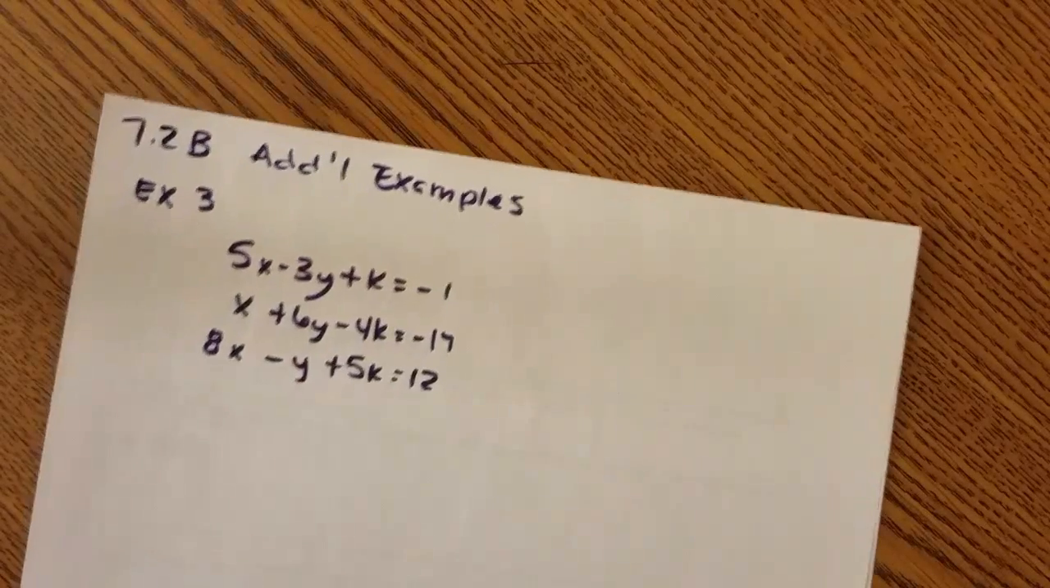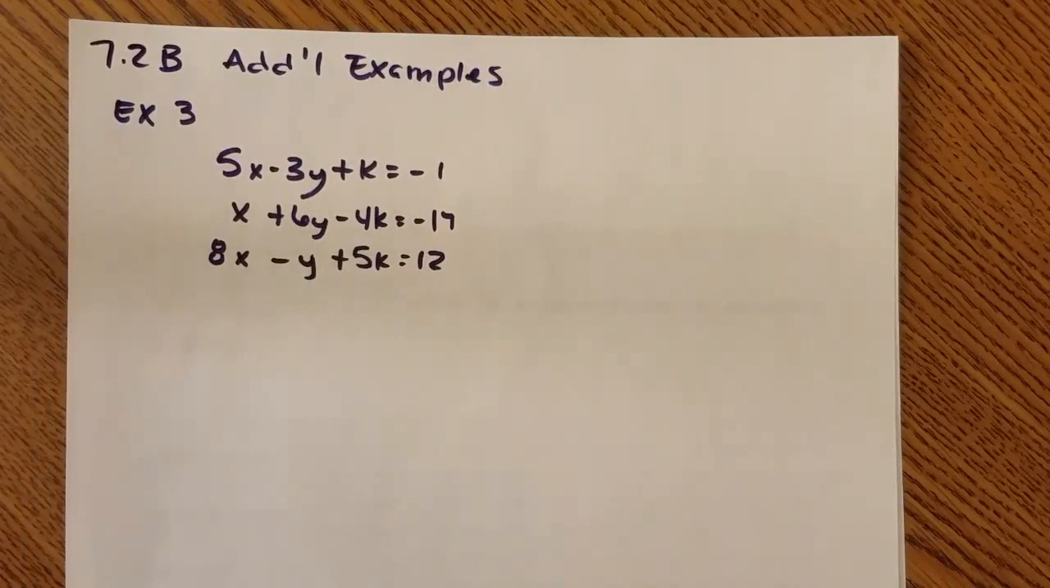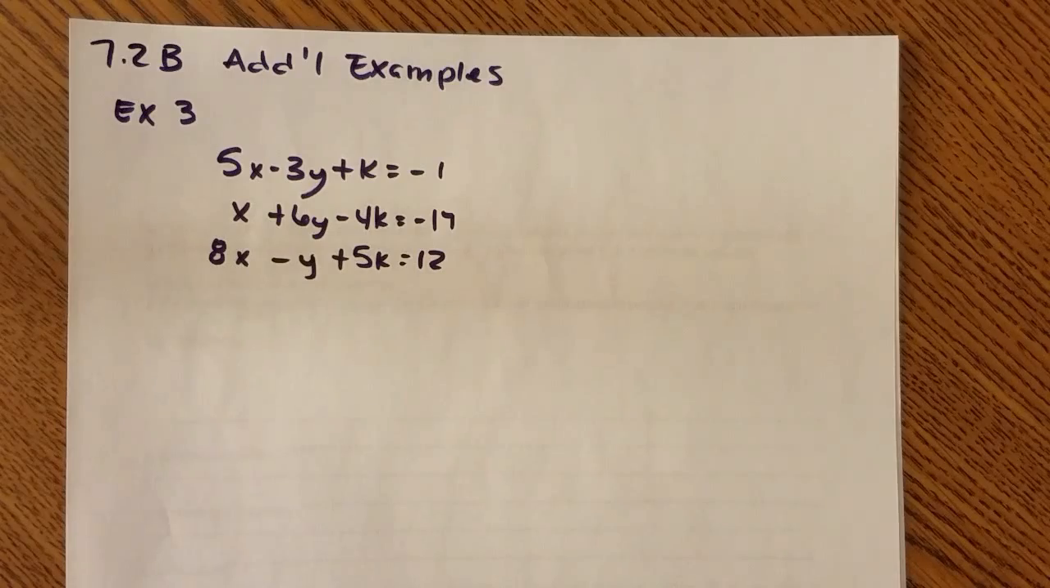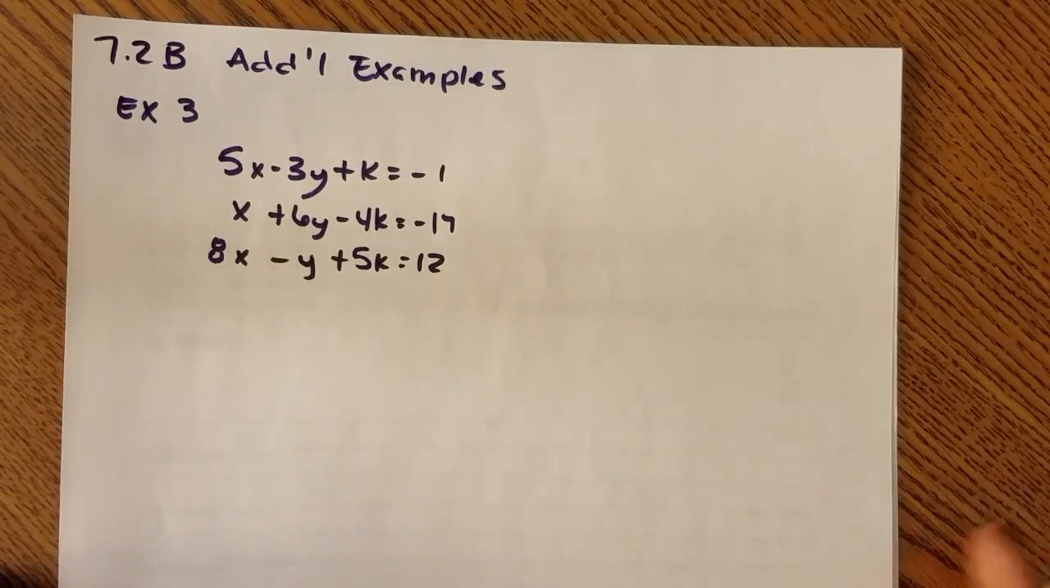Guys, here I have some additional examples for 7.2b, solving systems in 3 variables. Remember, it gets complicated, it gets messy, so try to be as neat as possible and take your time and try to think these through. I'll go through 2 more examples.